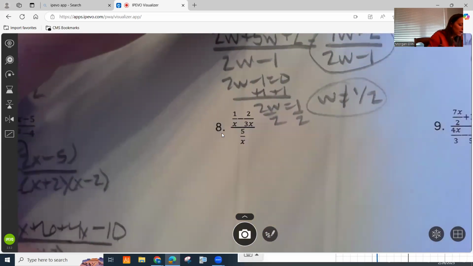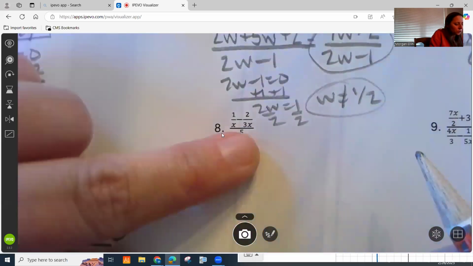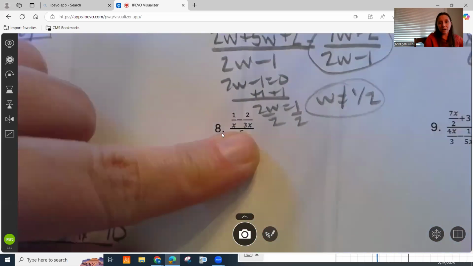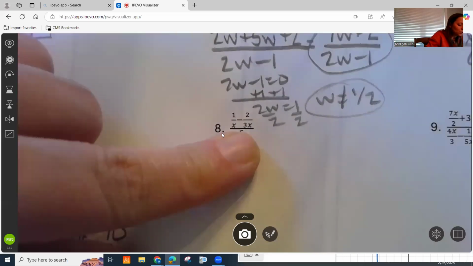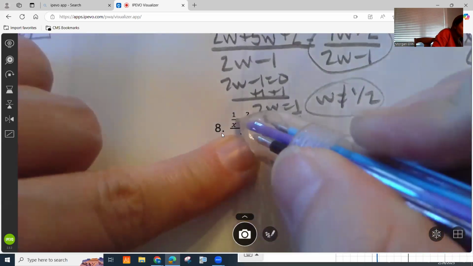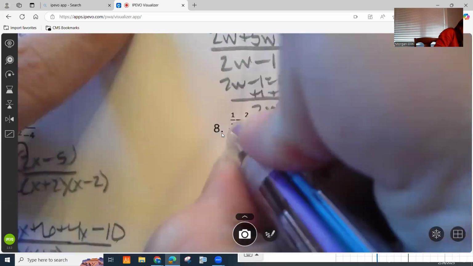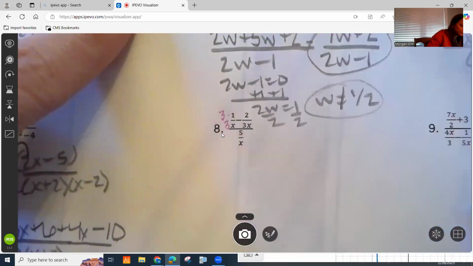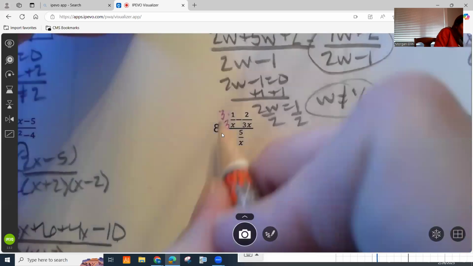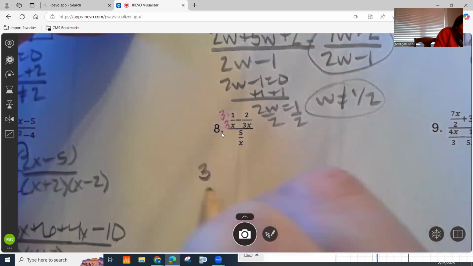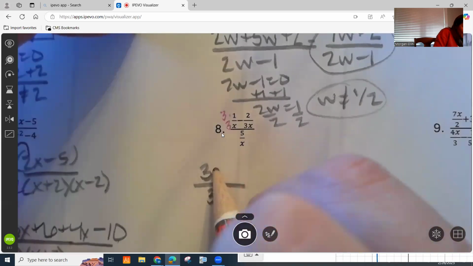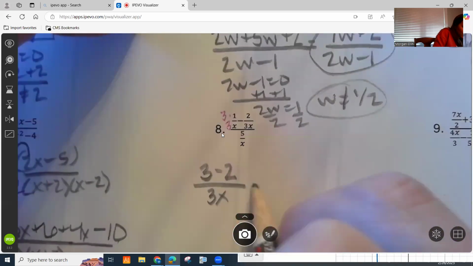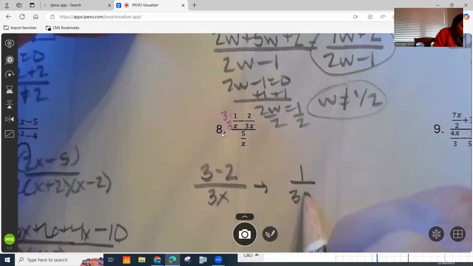All right. Now what I'm going to do is do the numerator and then do the denominator, if I need to. Do you see right here? These almost have the same denominator, except for this one needs a 3. All right. So this is really 3 and there's 3x's down here minus 2. So that makes basically 1 over 3x.